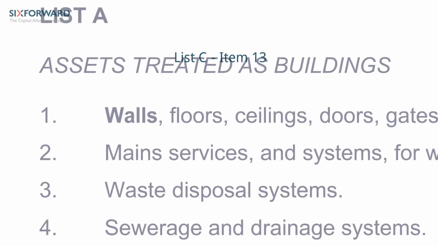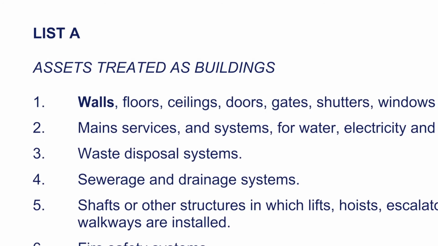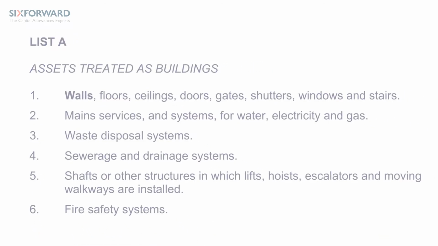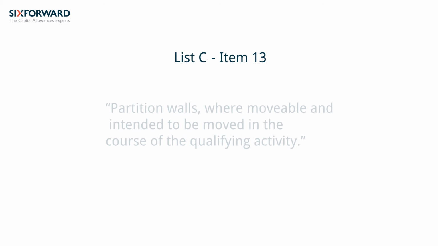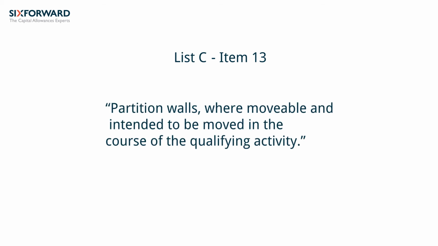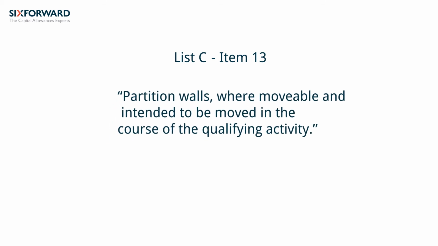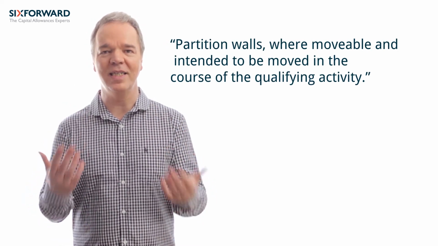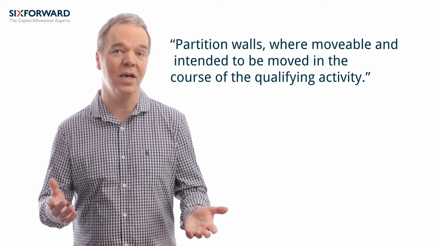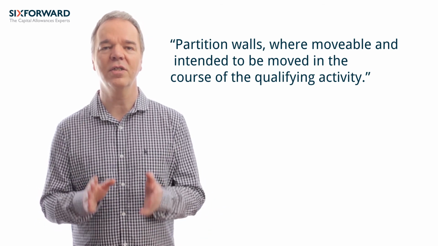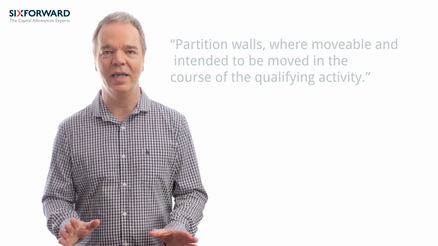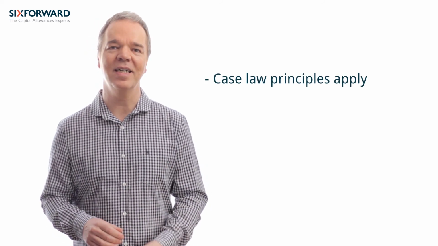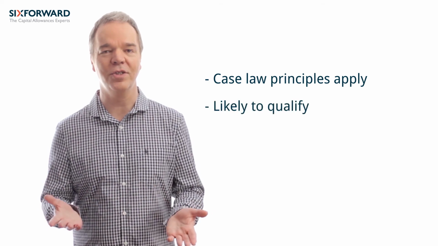Remember that Section 21 told us that expenditure on walls does not qualify as plant or machinery. Item 13 at List C then tells us that that restriction does not apply to partition walls where movable and intended to be moved in the course of the qualifying activity. So where a partition wall is movable and where there is a genuine intention to move it in the course of, for example, a trade, the statutory restriction on claiming allowances is disapplied. The question of whether or not the partition will qualify is then to be decided on case law principles, and there's a good chance that it will.